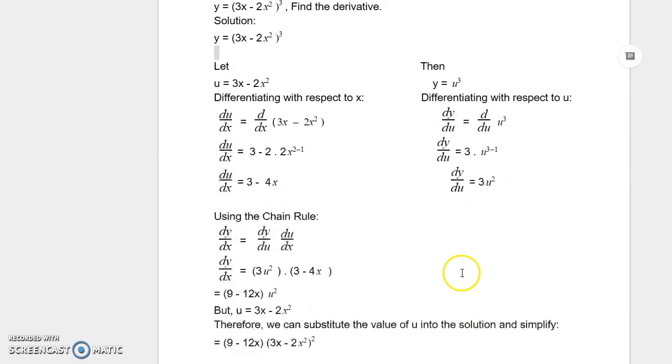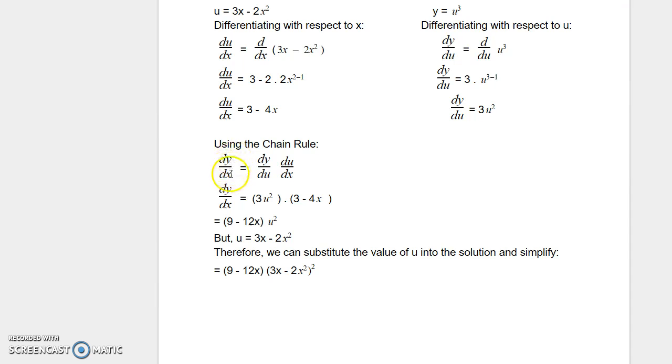Now we are ready to use the chain rule. The chain rule is stating that dy by dx is equal to dy by du times du by dx. We have these individual differentials simplified here, and we're going to put them together here. dy by du is equal to 3u squared, and then du by dx is 3 minus 4x, like here. So when we simplify this, what I have done here is I've distributed the 3 to every one of the terms inside the parentheses. 3 times 3 is 9, 3 times negative 4x is negative 12x, and then we have the u squared.